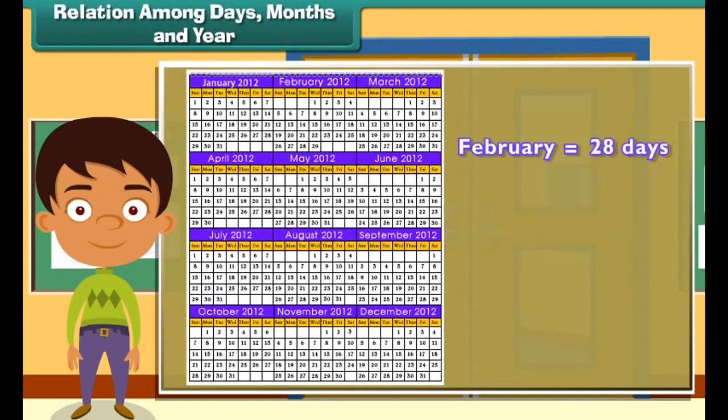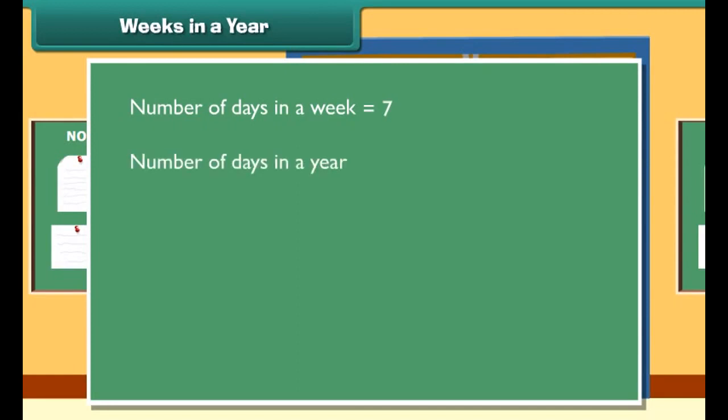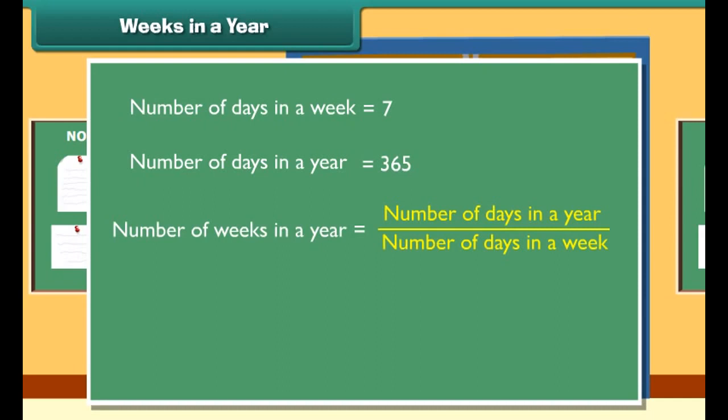February has 28 days. There are 365 days in a year. There are 12 months in a year. It means 12 months is equal to 365 days. Weeks in a year. Number of days in a week is 7. Number of days in a year is 365. Number of weeks in a year is equal to number of days in a year upon number of days in a week, which is equal to 365 upon 7, which equals 52 weeks.